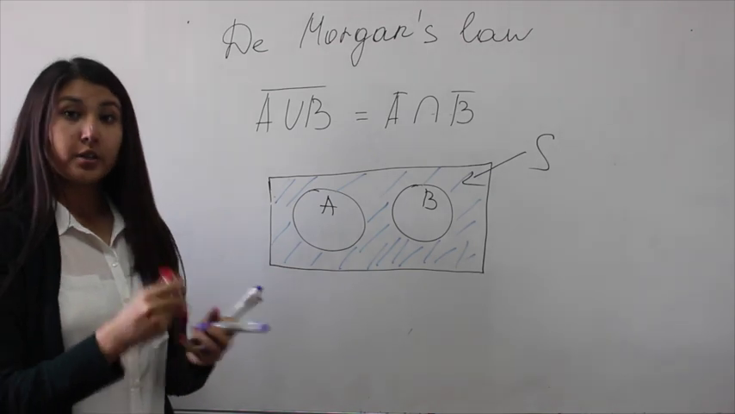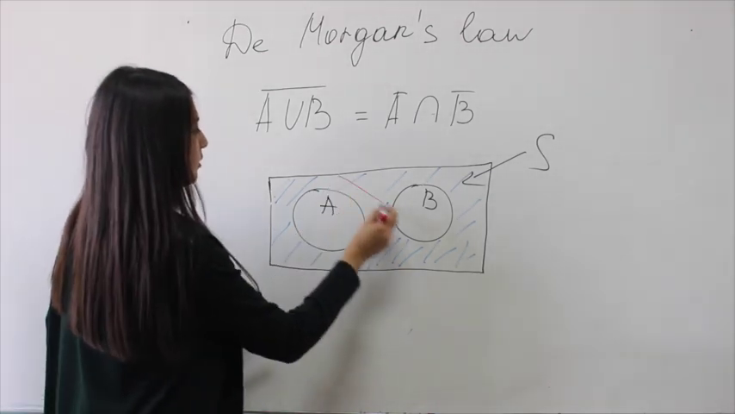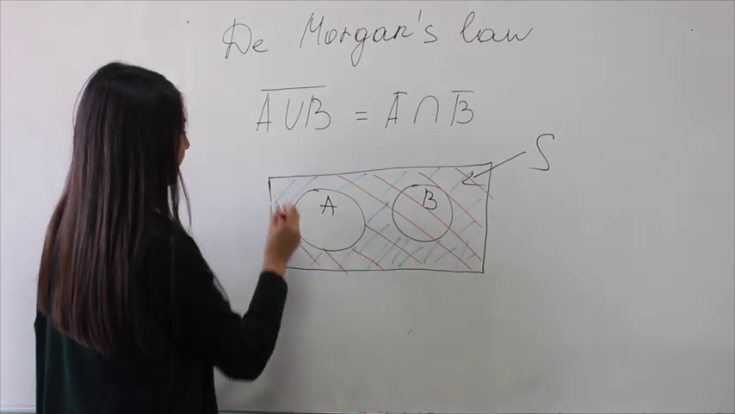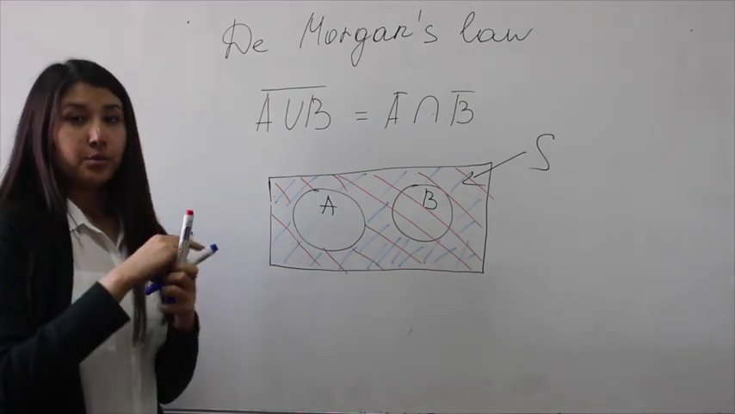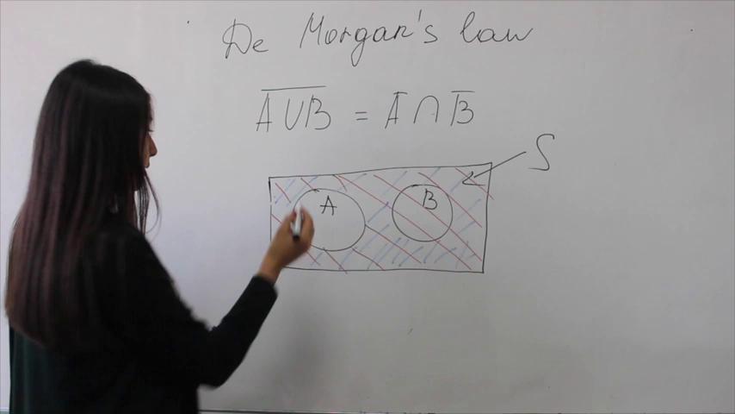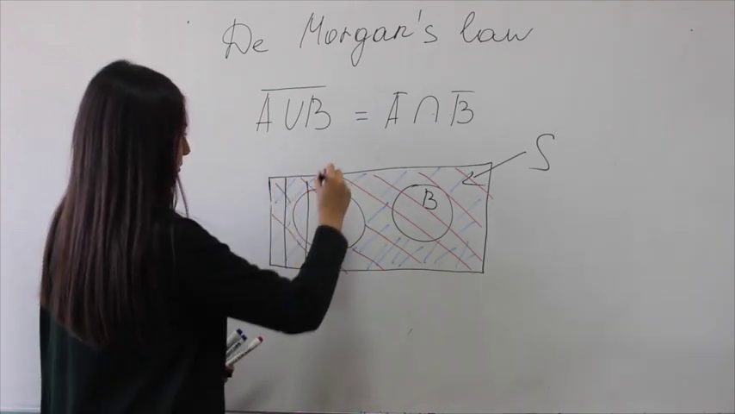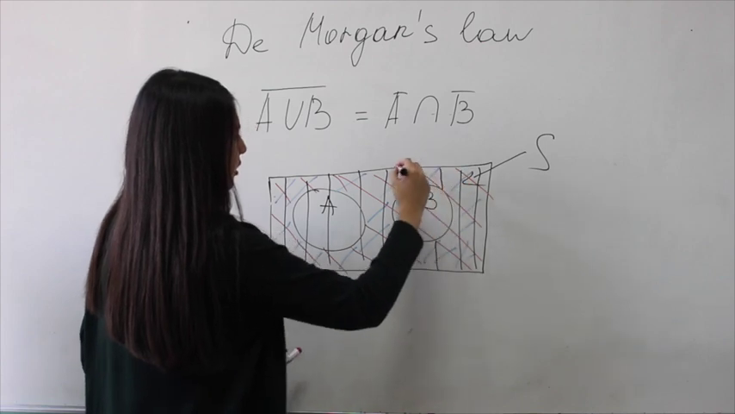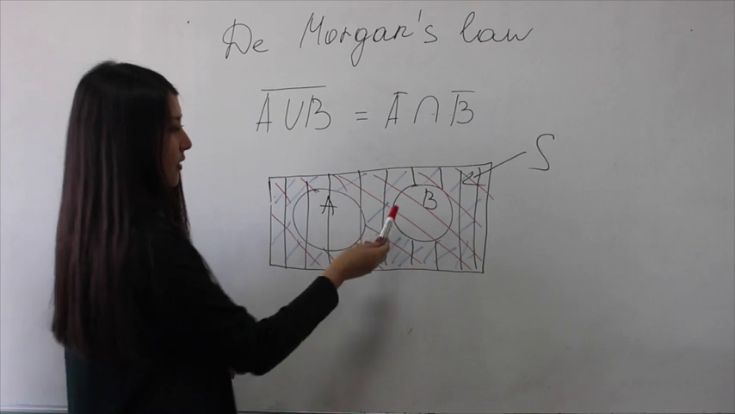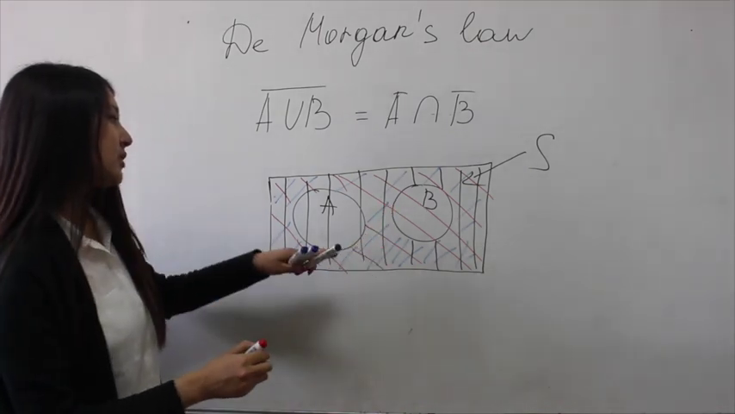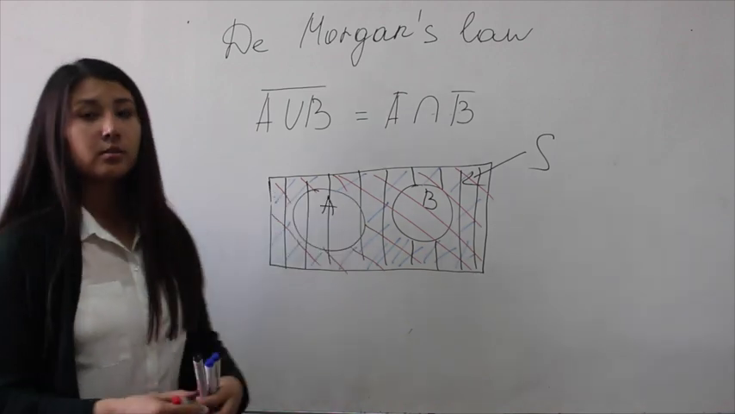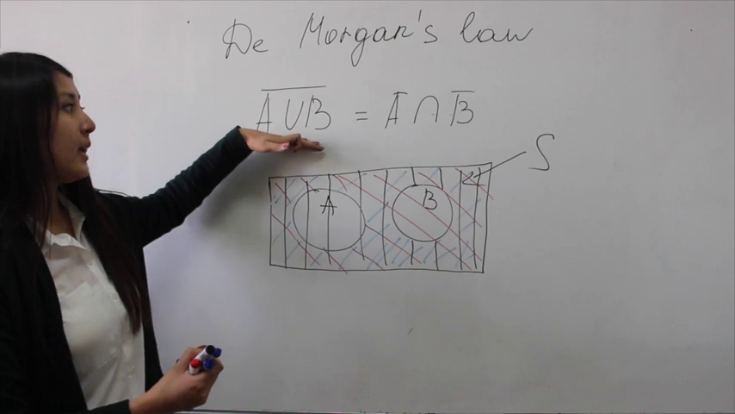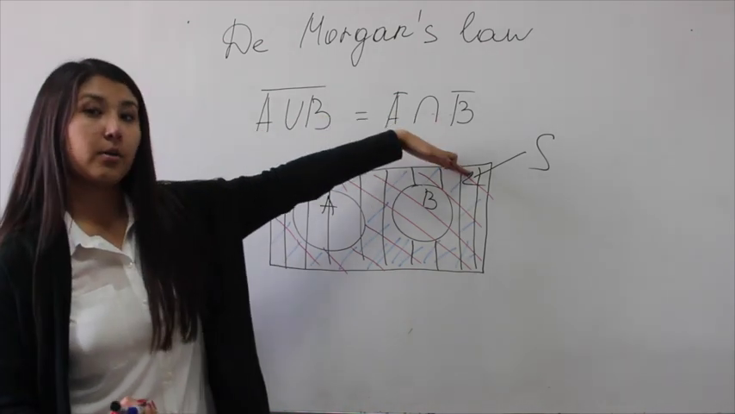I will use a red marker to denote the complement of A, which is everything that belongs to the sample space but does not belong to circle A. And I will use a black marker to denote the complement of B. We see that the intersection of red color and black color coincides with the blue color, which proves that De Morgan's law is true and the complement of the union of A and B is the same as the intersection of A complement with B complement.